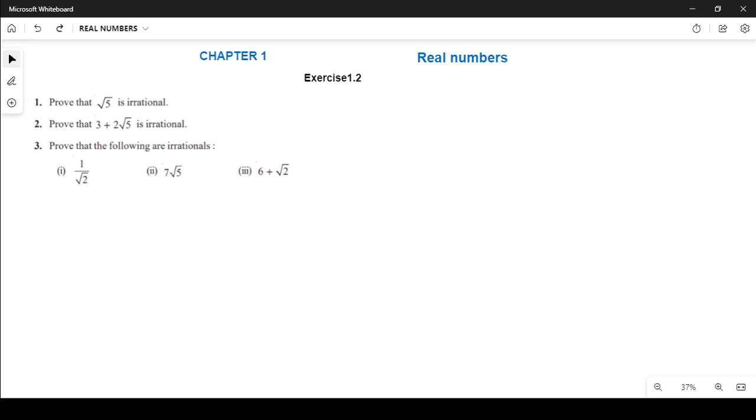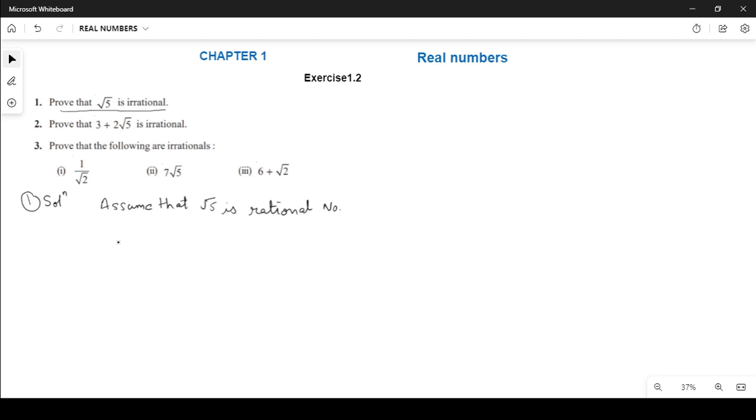Let's start with the exercise 1.2 of chapter 1. So start करते हैं first question से: prove that under root 5 is irrational number. We have to prove under root 5 is irrational number. Let us assume that under root 5 is rational number.